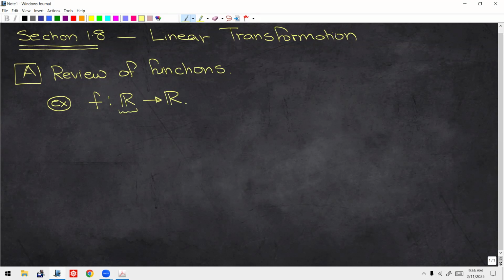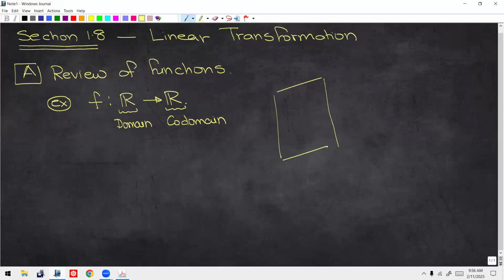This means that the domain is all real numbers. And the codomain, sorry, not the range, this is called the codomain, is also all real numbers. So let me graph that. So here is where we have, this is going to be my domain. I'll call this R because that's all real numbers. And here is my codomain.